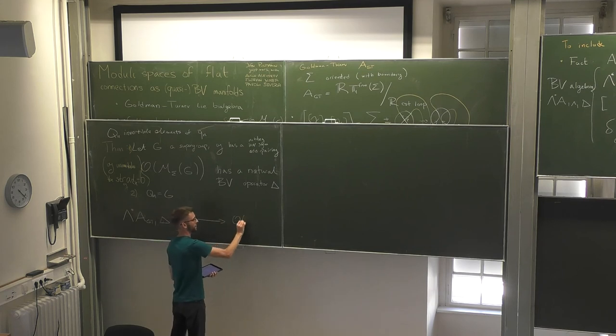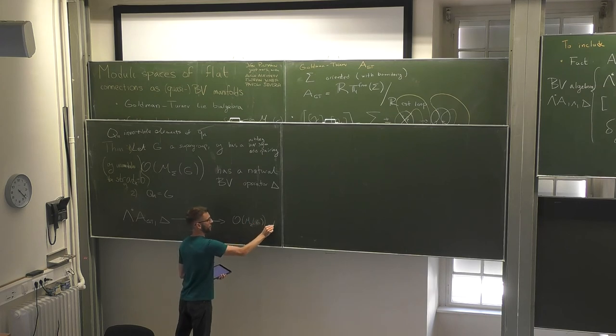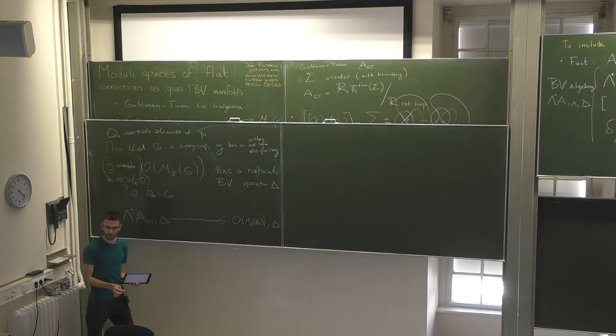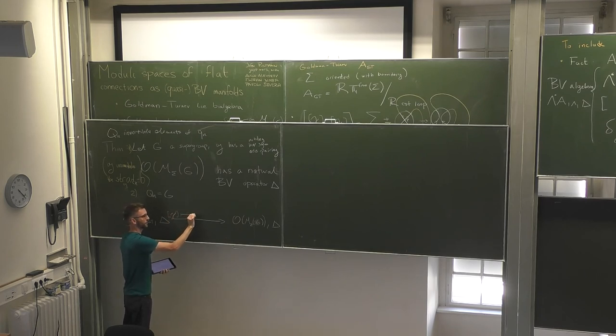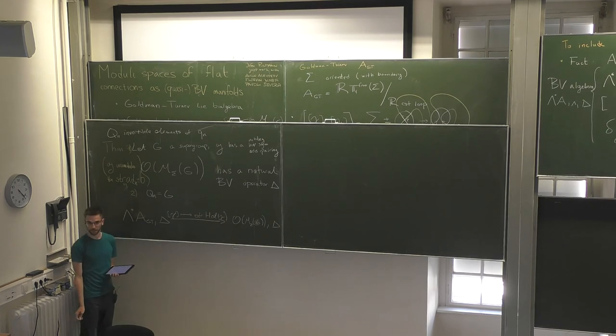And now, functions on the moduli space also have a BV operator. And if you define a map as follows, so a loop gamma is sent to the function odd trace of the holonomy along gamma, then this is a map of BV algebras.